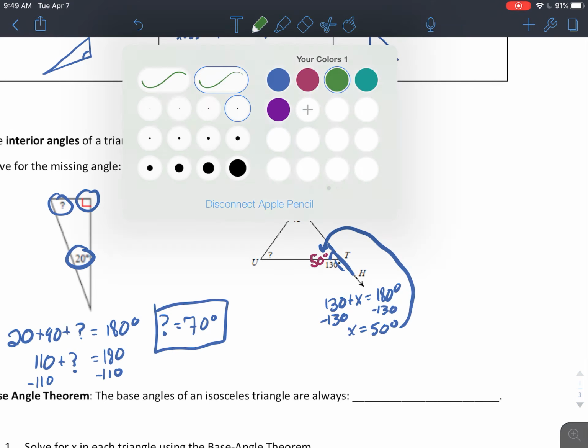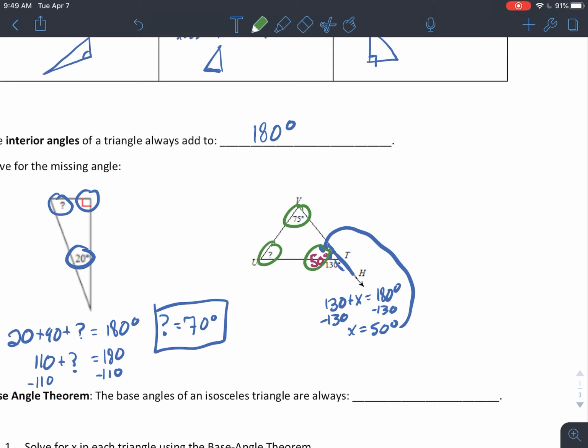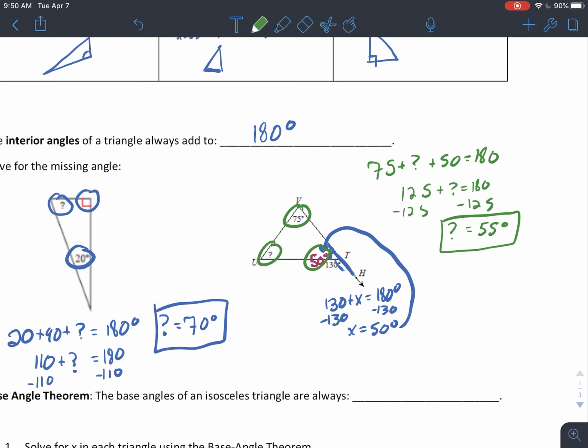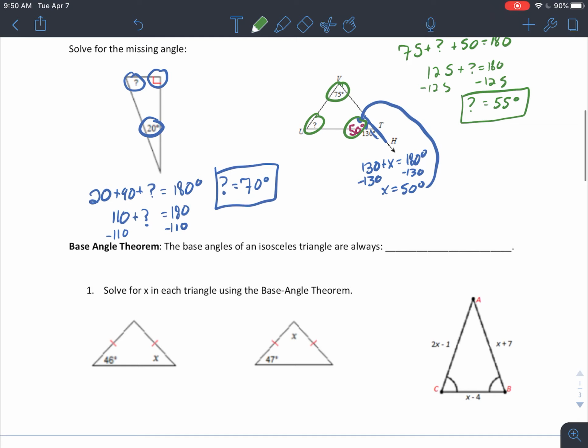And then now, what we're doing is 75 plus question mark plus 50, and that is equal to 180 degrees. All right, so if we do 50 plus 75, what is that? 125, so 125 plus question mark equals 180. Subtract off 125 from both sides, we get question mark is equal to 55 degrees. All right, let's keep rolling.